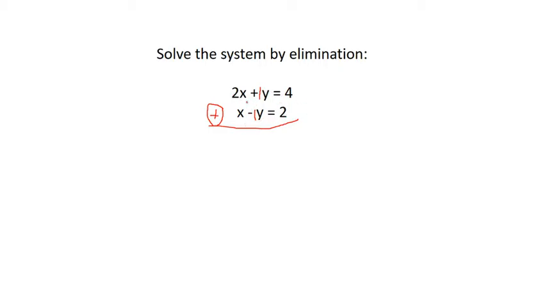So let's go ahead and do that. We're going to add this together. So we're going to have 2 plus 1 gives you 3x. 1y minus 1y is going to eliminate. And then I have 4 plus 2 is equal to 6. We're going to divide each side by 3. So if we do that, we're going to end up with x is equal to 2.